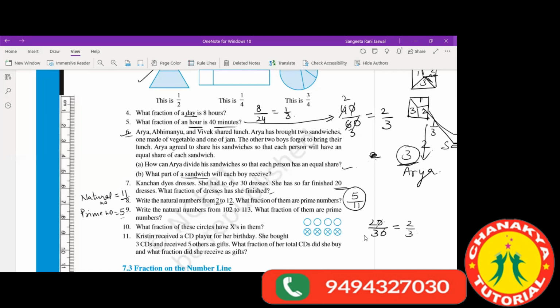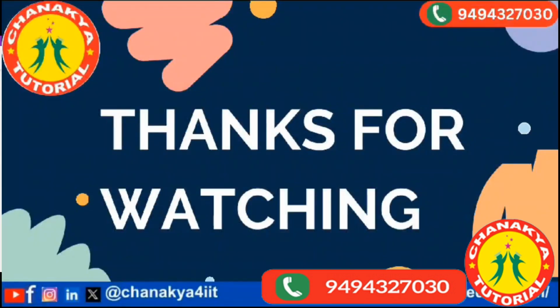Okay, let's see this question. Write the natural numbers from 102 to 130. What fraction of them are prime numbers? So please write numbers from 102 to 130. This is the last question we'll do because class time is over. Or you can continue this, beta. I'll wind up with the class. This question is the same as the above question. Just write numbers from 102 to 130 and then find the prime numbers in that and write it as a fraction. Right? Okay, children.